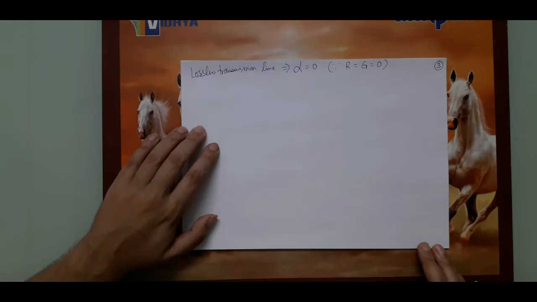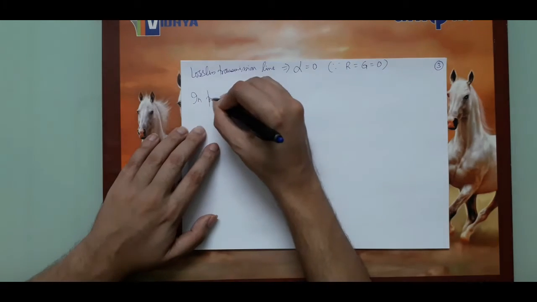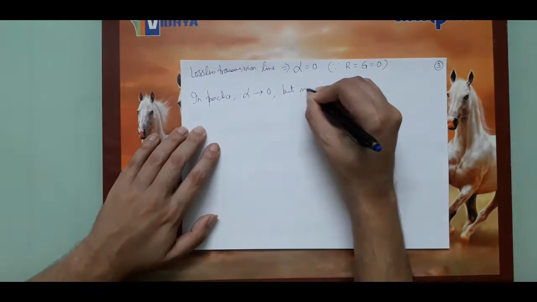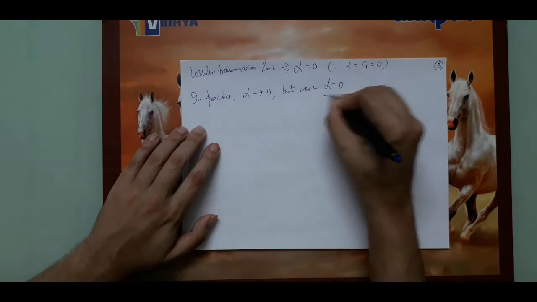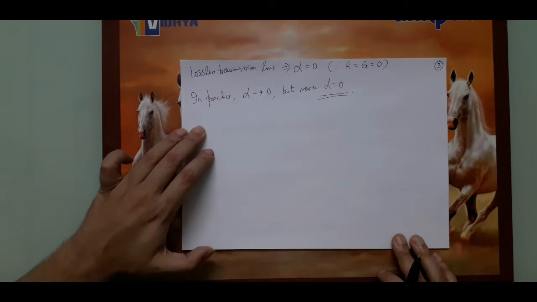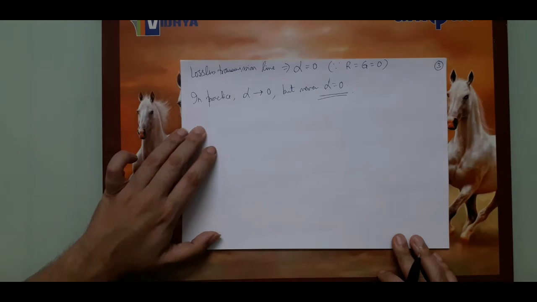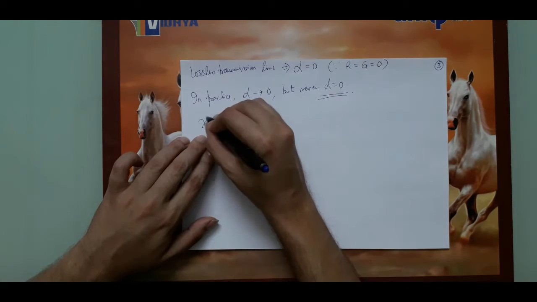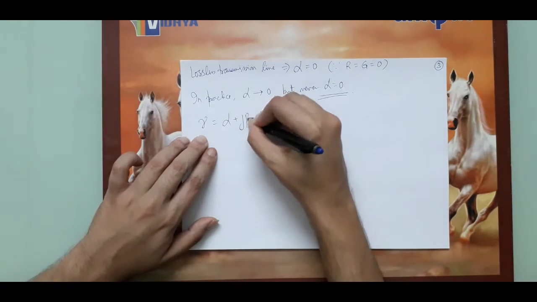But if you really want to be strict and rigorous, in practice alpha can be made tending to 0 but never equal to 0. So in that case, we can no longer say that gamma equals j beta. In fact, we have to say that gamma is equal to alpha plus j beta.